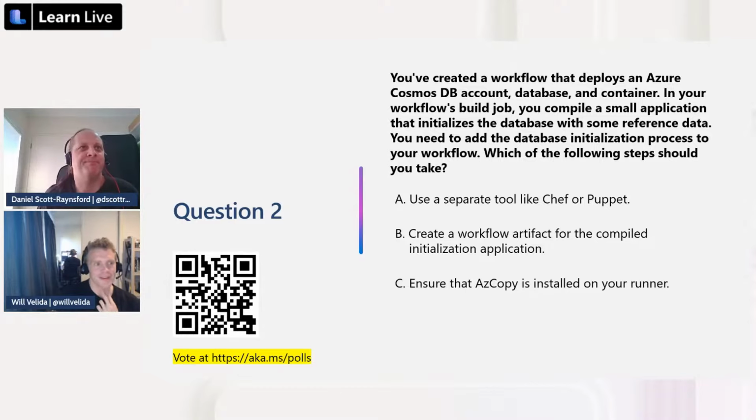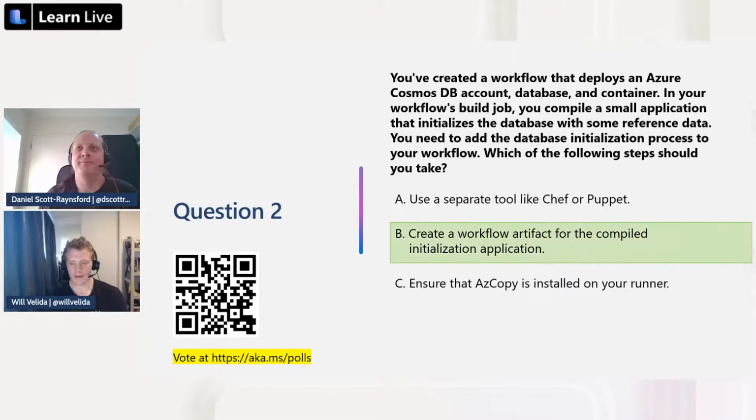I don't see why we need to do C. So, of course, AZ copy is for copying information between storage accounts or up to storage accounts. So I don't think that's the right thing here. So I'm going to go with B. Awesome. B it is.